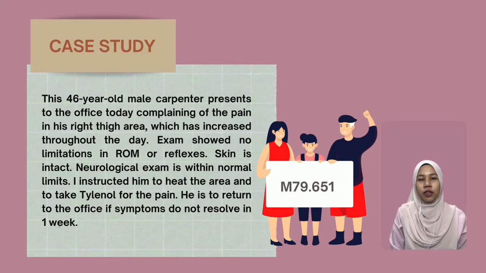Next, I would like to share with you case study 10 from the textbook. This 46-year-old male carpenter presents to the office today complaining of pain in his right thigh area, which has increased throughout the day. Exam shows no limitation in ROM or reflexes. Skin is intact. Neurological exam is within normal limits. I instruct him to ice the area and to take Tylenol for the pain. He is to return to the office if symptoms do not resolve in 1 week.